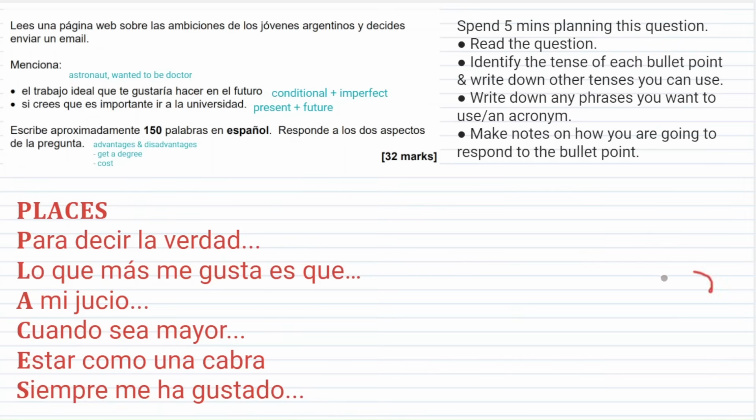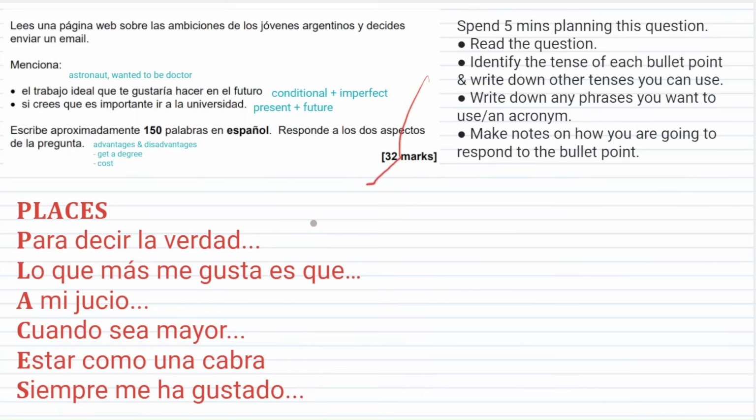Now to move on to the slightly harder 150 word question. For AQA, you only get 2 bullet points, which is what I think makes this question harder, but for Edexcel, you get 4 bullet points. So to plan this question, 5 minutes should be enough time. First, of course, read it, then, like last time, write the tenses beside each bullet point.